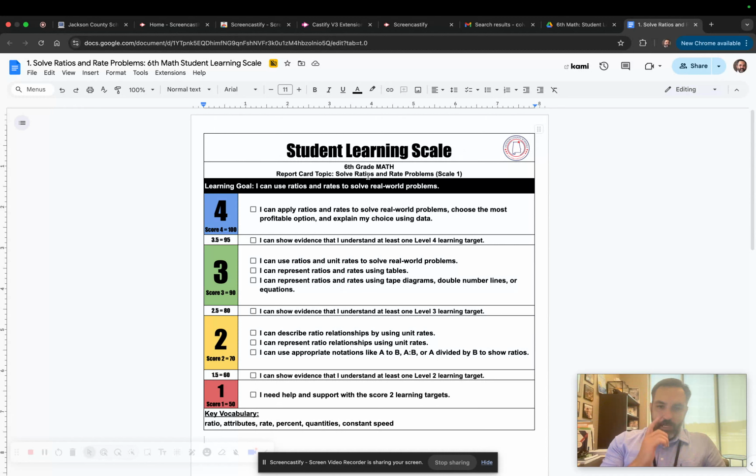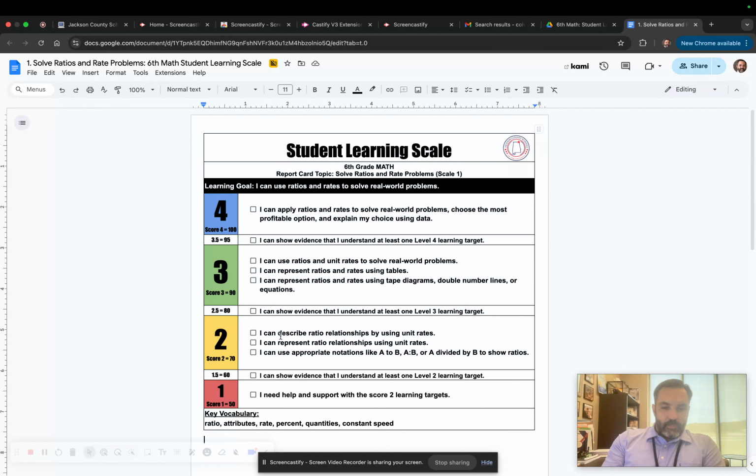This is sixth grade math, student learning scale number 1, and these are the scales that are going to determine what your child's grade is in a class. You should be seeing these in your child's work. These are going to be posted on our district website for you to see as well. The main target we want everyone to achieve is level 3. Level 3 is going to be a 90. That's what it would relate to on a 0 to 100 scale.